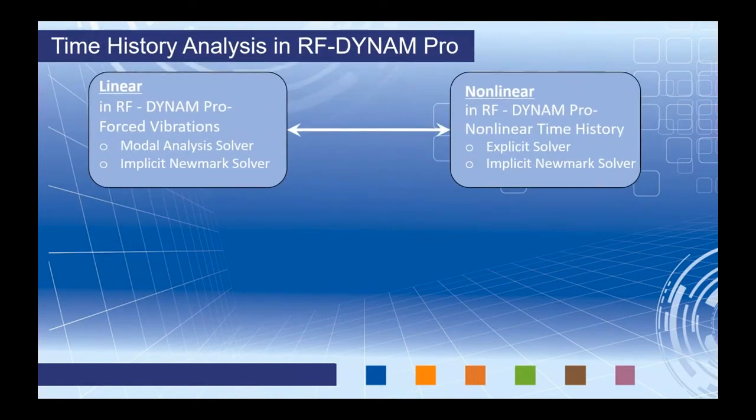So as I mentioned before, with time history analysis, we have both the linear and nonlinear options available. Now, as far as the linear time history analysis, this is available in DYNAM Pro Force Vibrations. We have two different solvers, the Modal Analysis solver and the implicit Newmark solver. I'll get much more into detail on these solvers in just a minute, but as an overview, the linear analysis neglects structural and geometric nonlinearities. This does run a first-order analysis and assumes small deformations.